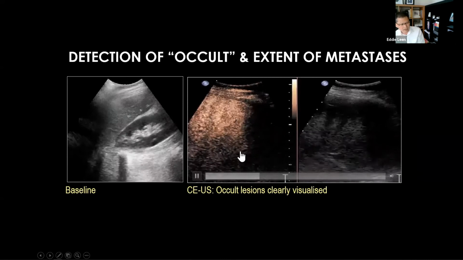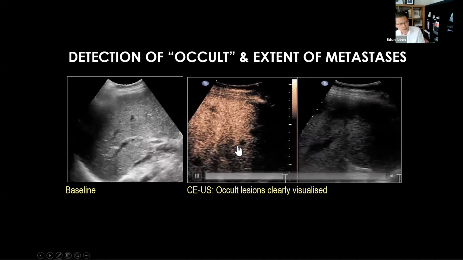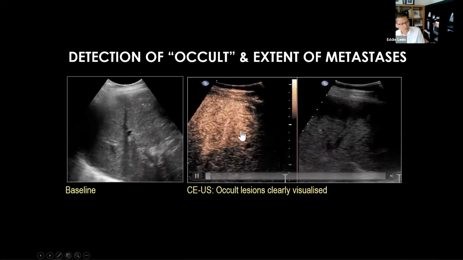And as in this case here, where we see multiple liver metastases, clearly this is no longer an indication for RFA, and hence we've managed to save this patient from having ablative therapy when this patient needs more systemic chemotherapy.